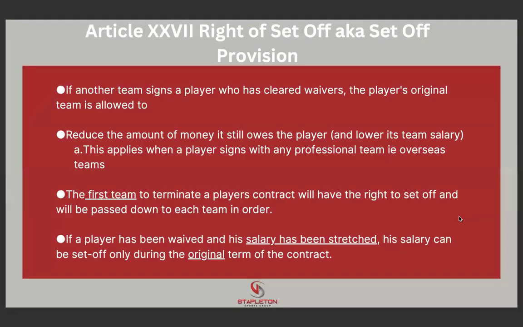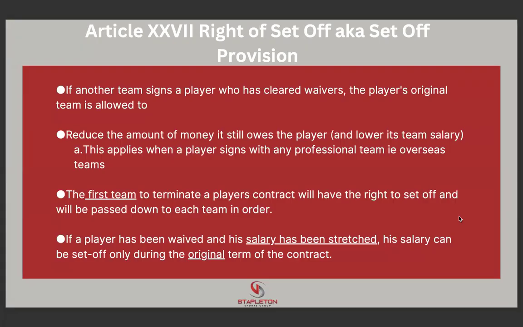So the set off provision: if another team signs a player who has cleared waivers, the player's original team is allowed to reduce the amount of money it still owes the player and lower its team salary. This applies when a player signs with any professional team, i.e. overseas teams. The first team to terminate a player's contract will have the right to set off, and it will be passed down to each team in order.